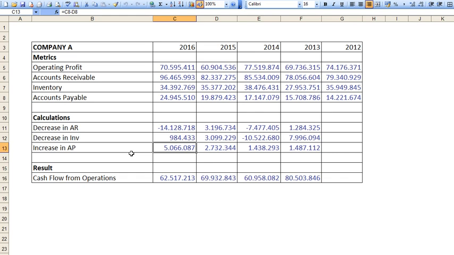So when we come to the cash flow from operations calculation, we just add up these metrics. We take C5, which is operating profit, and on top of it, we sum up all the calculations that we made earlier, and the ending result is 62.5 million. Which means in 2016 we actually made some huge profit.